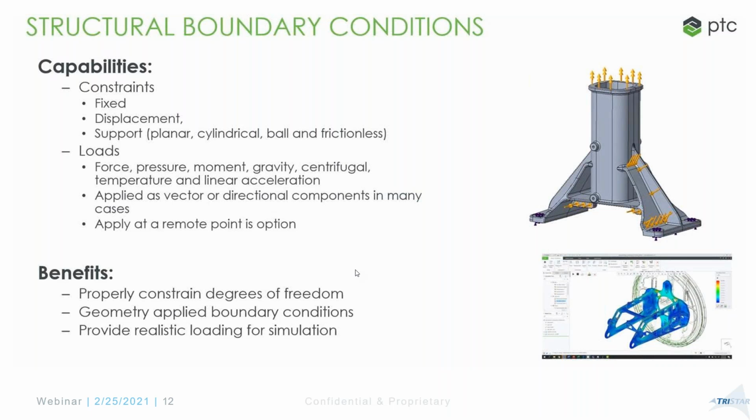Obviously, you have your fixed constraint, your displacement constraint, where you're able to control the XYZ rotation and translation. You have special types of constraints like cylindrical, ball, frictionless, planar, etc. And also loads, right? The typical loads that you would expect in any FEA tool: force, pressure, moment, etc.